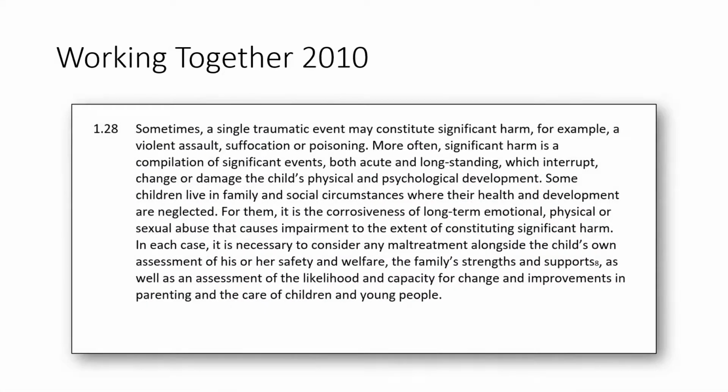The second section of paragraph 1.28 of Working Together reminds us that significant harm can be caused by a single event or a series of events including what is described as long-term corrosive emotional abuse. However, it notes that the events have to be considered in light of the child's context, their resilience, strengths, and the ability of parents to change. So harm is in the context of the effect it has on a child. We can imagine that some events may have greater effect on some children than others.